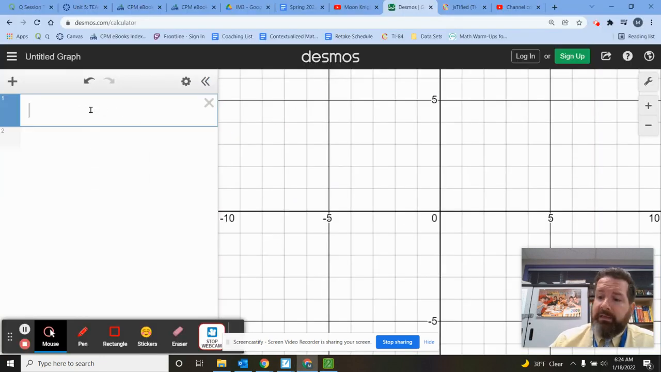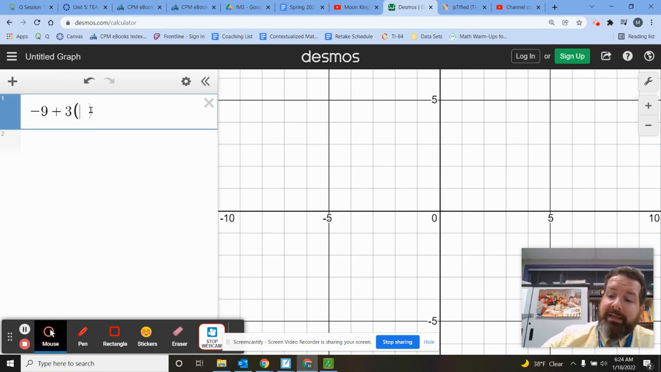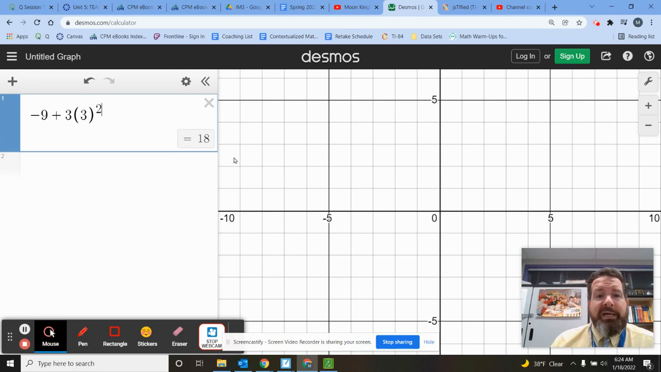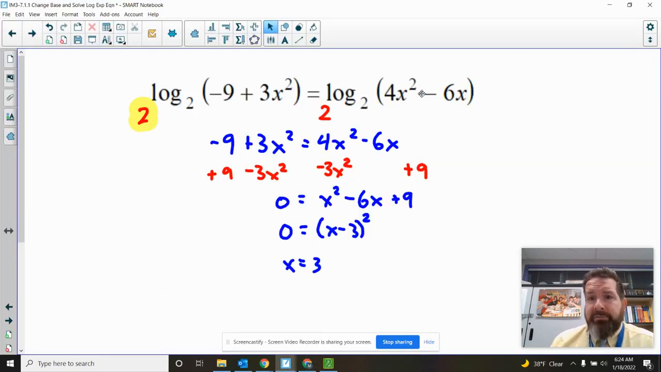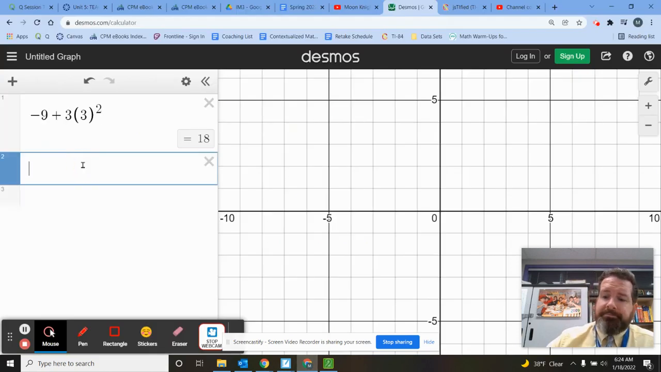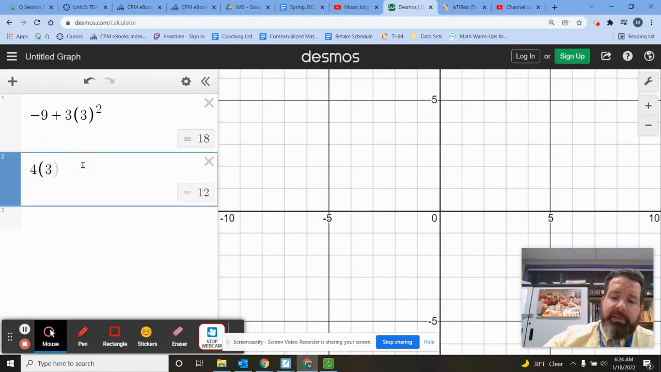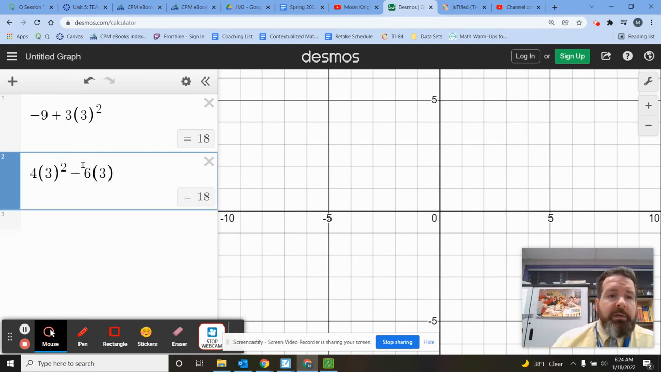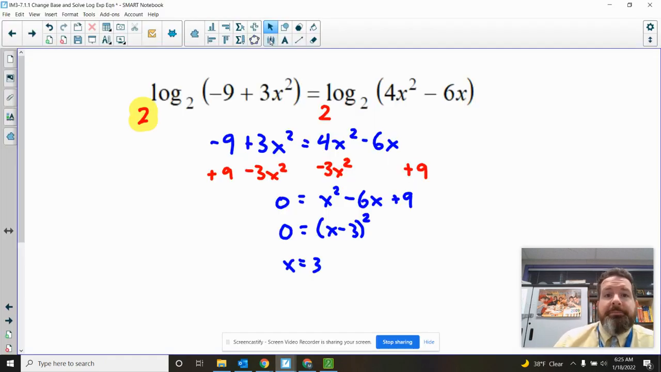So negative 9 plus 3. I think 3 is what x is to the second. So a positive 18 on the left. Let's make sure we get a positive 18. If I do 4x squared minus 6x, 4 times 3 squared minus 6 times 3. Same positive number, so that means we do in fact have a solution.